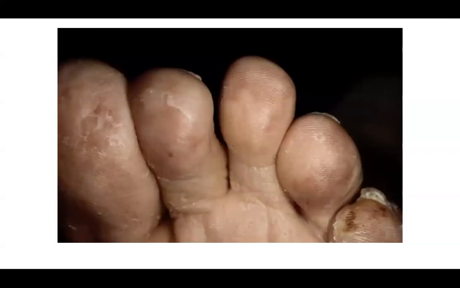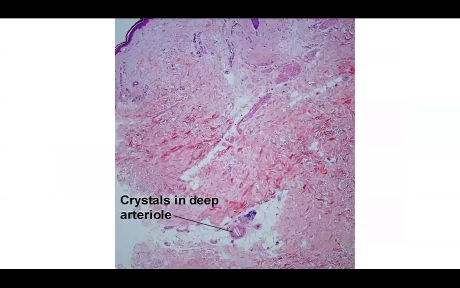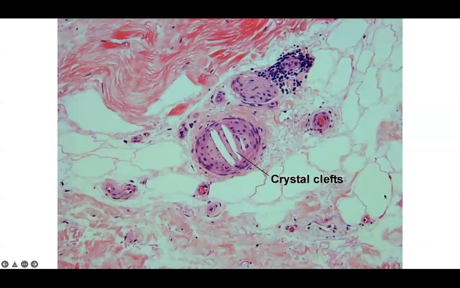More examples. On pathology, you might get lucky and see crystals in the deep arterioles here. So you can see this nice crystal-shaped formation in cholesterol emboli. Again, higher power from Dr. Elston's textbook. Very nice crystal clefts.